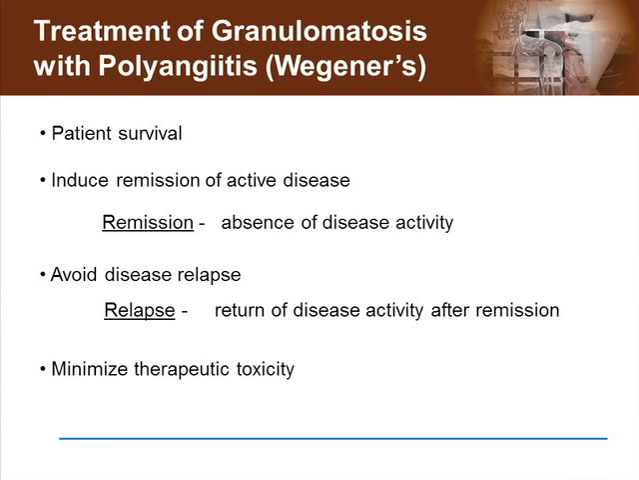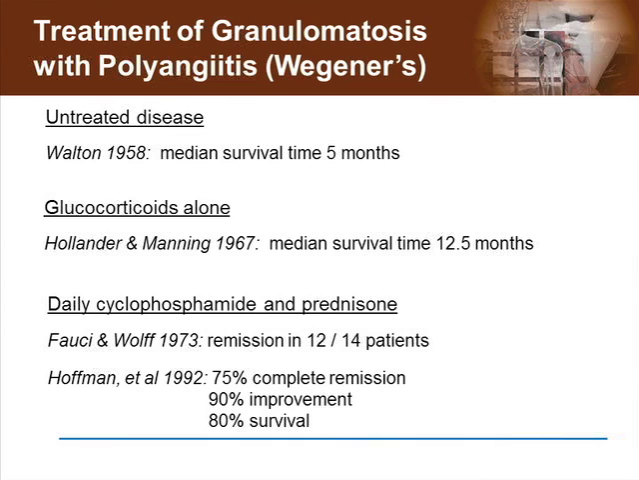Well, it wasn't all that long ago that this was a very bad illness to have. Back in the 1950s, there was no form of available treatment, and the median survival time for patients with GPA was about 5 months, with mortality occurring from pulmonary or renal failure. With the introduction of glucocorticoids, although these prolonged survival in some instances, the survival time remained just over 1 year. However, the outcome for these patients dramatically changed with the introduction of daily cyclophosphamide and prednisone by Fauci and Wolff at the NIH in the 1970s.